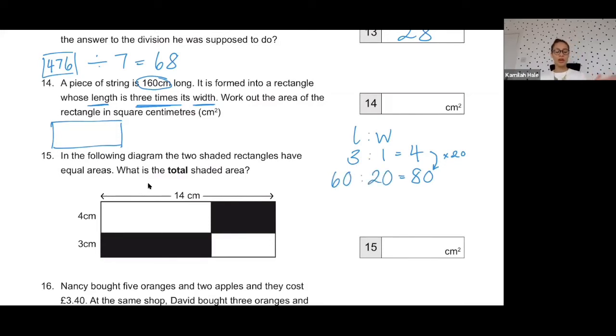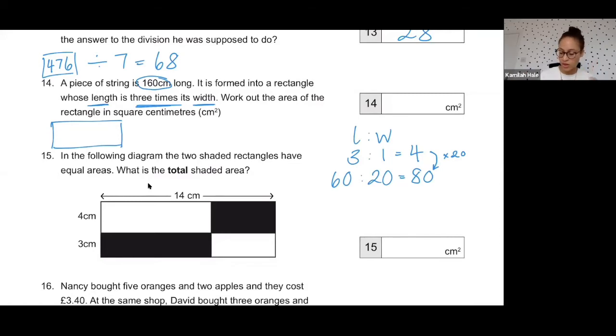Now, can I put those down as my answer? No, I cannot. Good. So don't get complacent just because you found some numbers. Can't just put them down as your answer. We reread the question to make sure we've answered it correctly. So work out the area of the rectangle in square centimeters. So you're going to need to multiply those two numbers.